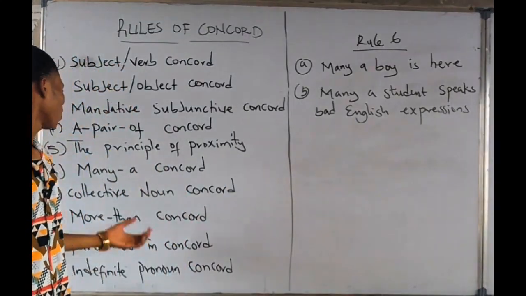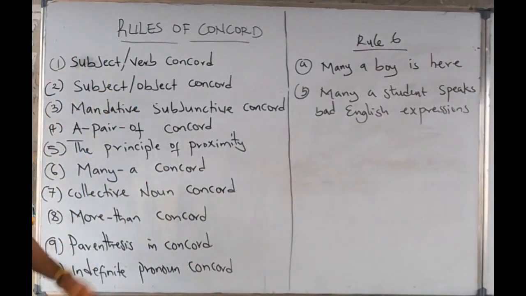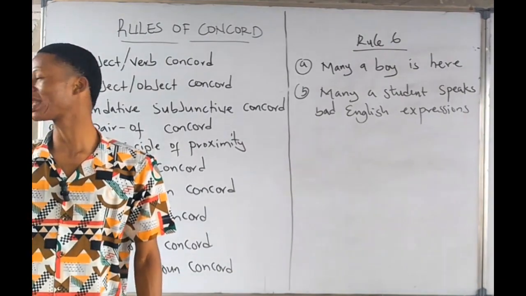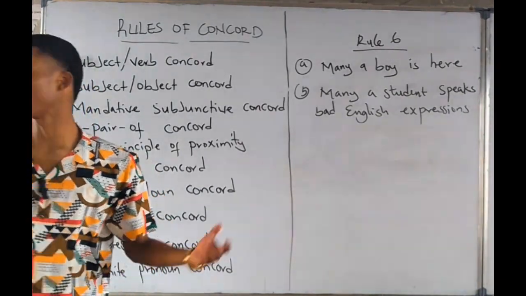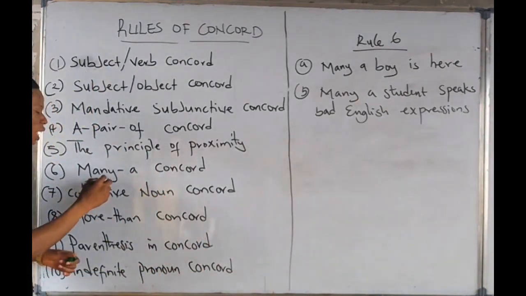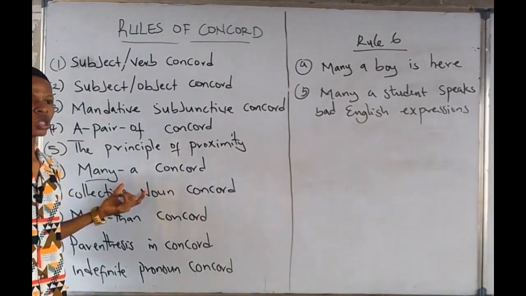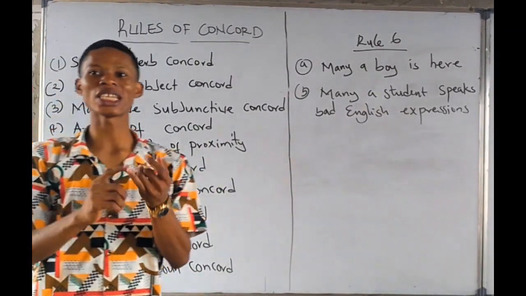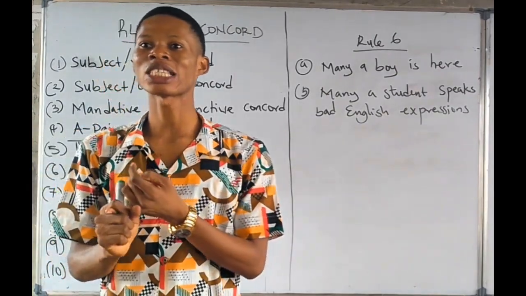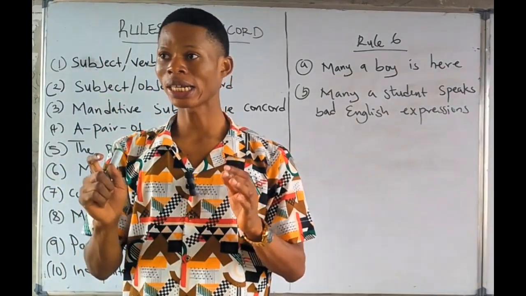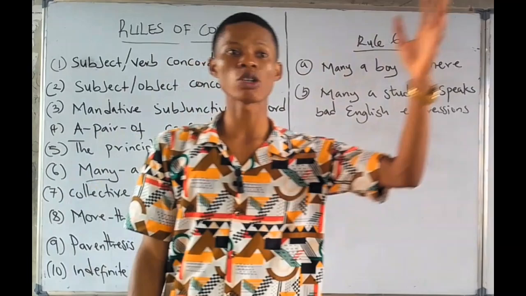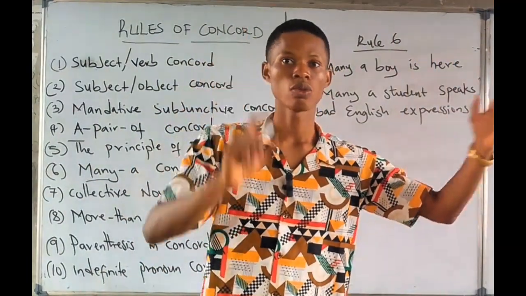Now look up. Many a. When many a is used in a sentence, some persons fall victim here because looking at many, there are more than one. It's plural. When many a is used, it always goes immediately with a singular noun and a singular verb. Do you get that? So many a, we always go with singular.